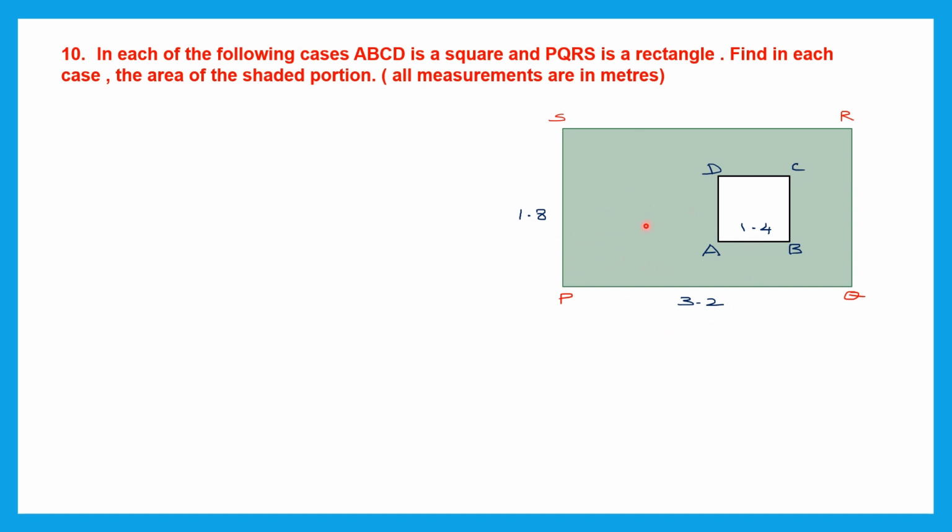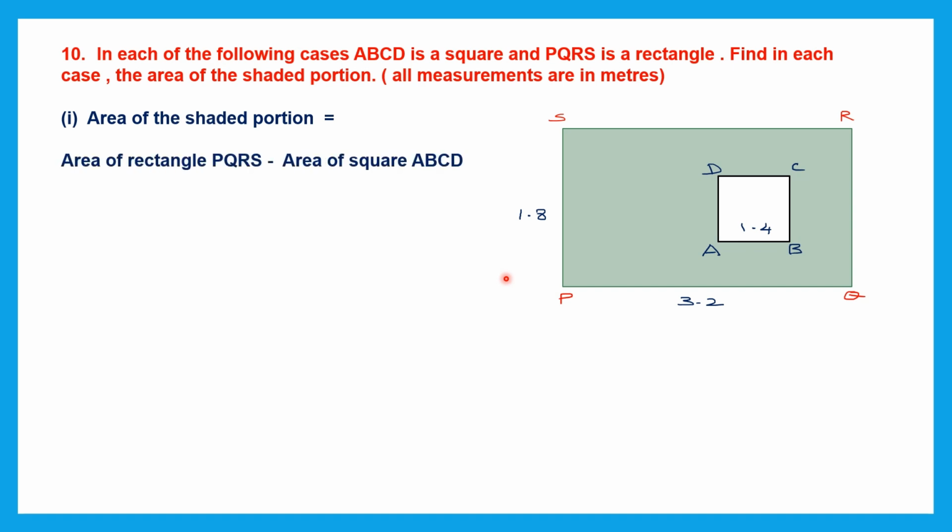So here, to find the area of this shaded portion, what should we do? First, we must find the area of this rectangle. Then we must find the area of the square. Then when we subtract both the areas, we will get the area of this shaded portion. So let's begin. Area of the shaded portion will be area of the rectangle PQRS minus area of the square ABCD. So to find the area of rectangle PQRS, we should use the formula. What is the formula to find area of a rectangle? Length into breadth. And the area of a square? Side into side.